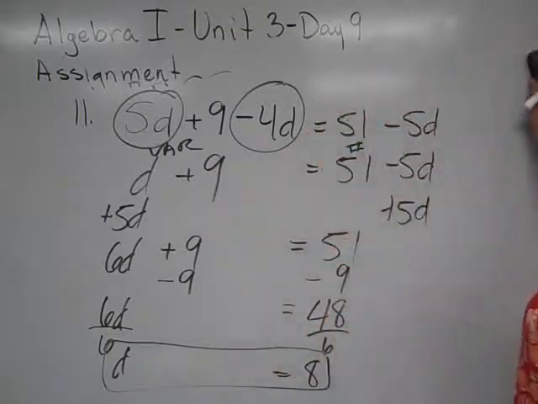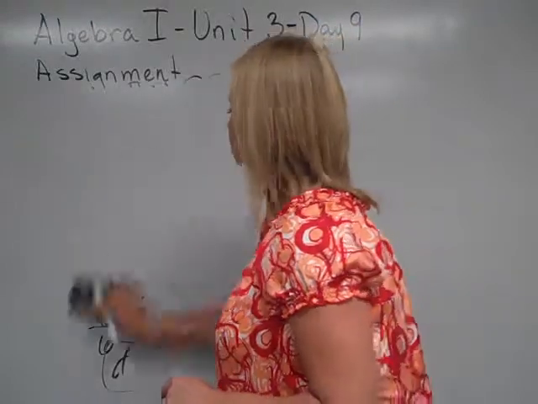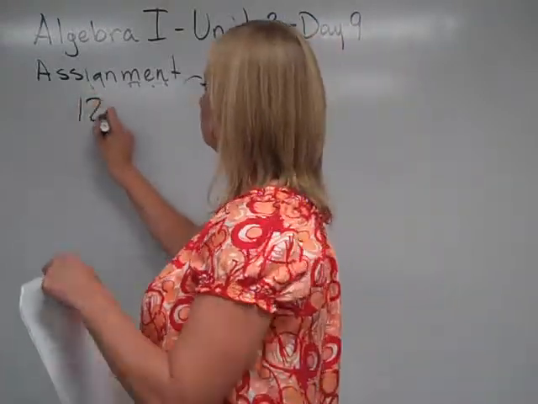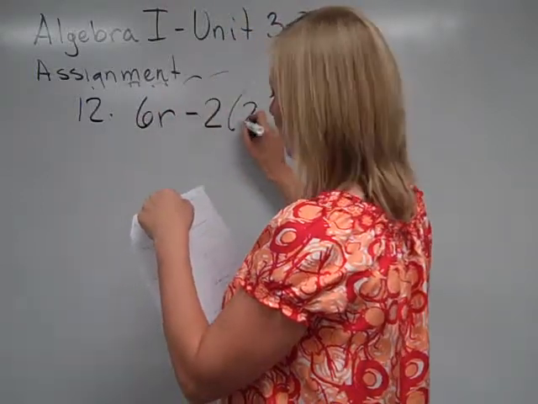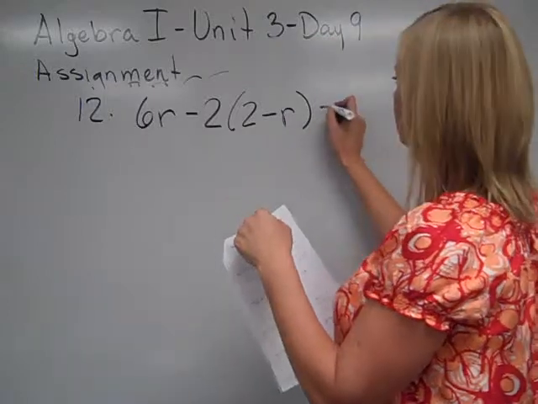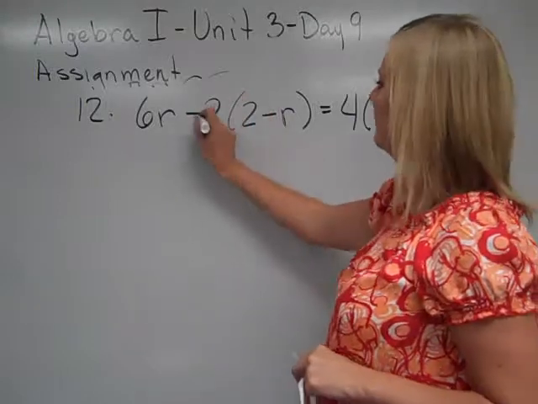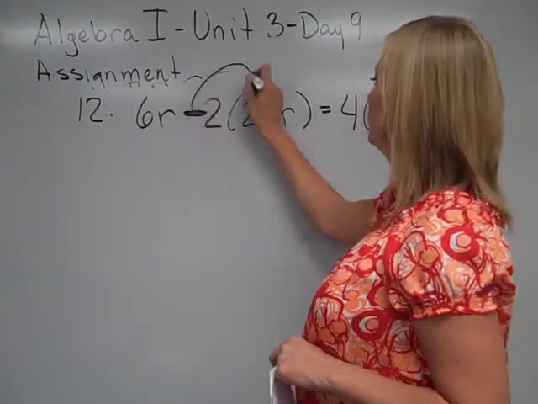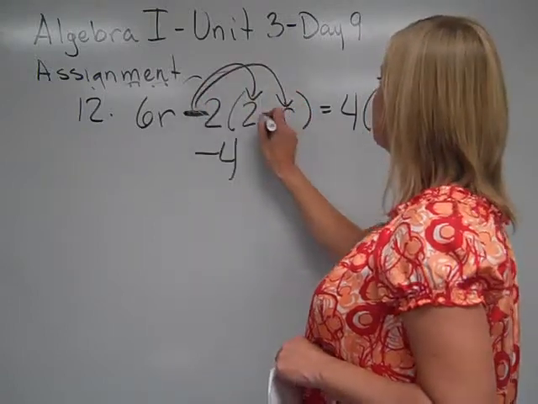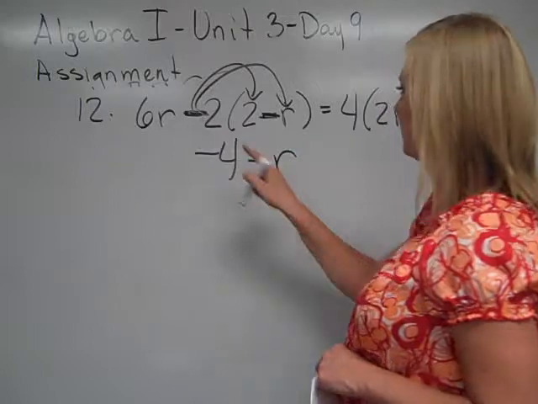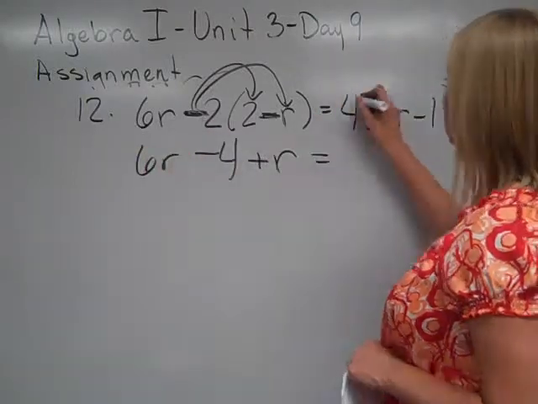Number 12. Now, number 12 can be a little bit tricky. So here's your heads up. When you distribute, this is minus 2 times 2. This is negative 2 times negative r, which is a positive, because negative times a negative is a positive. Drop everything else down. Distribute.